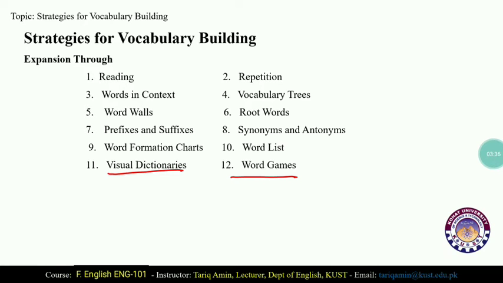And when you say that we need to build vocabulary, we need to use different strategies that help us develop our vocabulary. And we are going to discuss 12 different strategies with the help of which a particular learner can build his or her vocabulary.